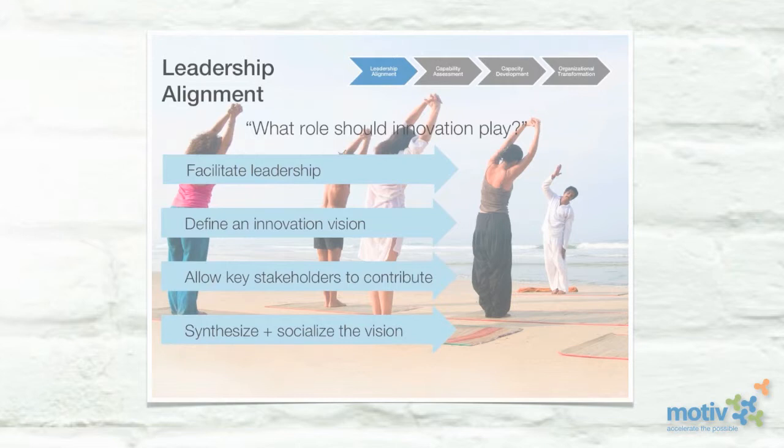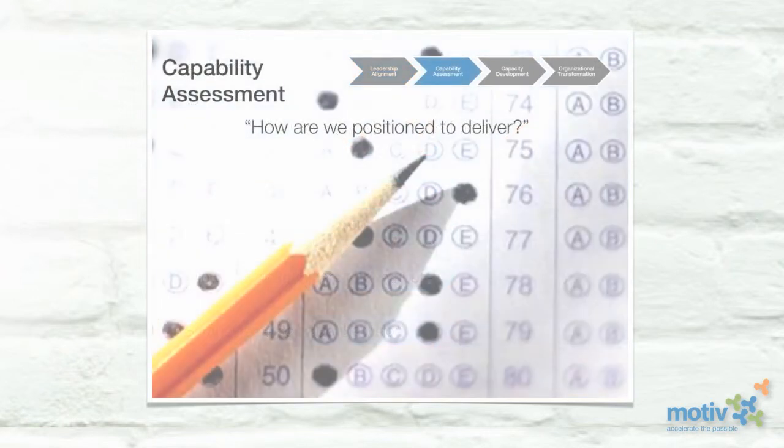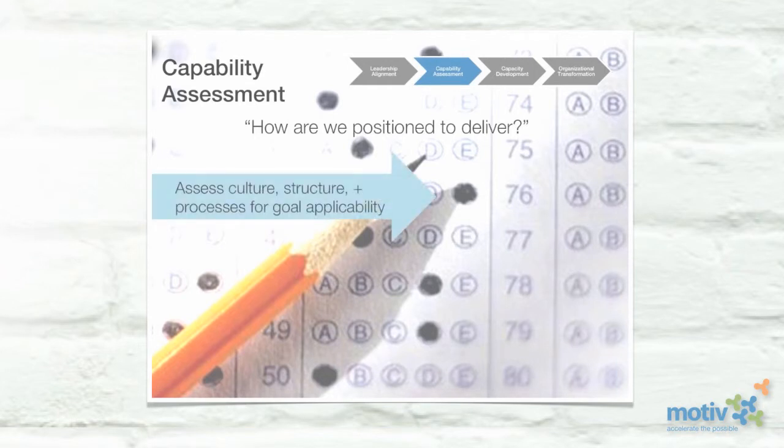The outcome you're trying to drive here is that you get alignment to a clear and supported innovation strategy. The next thing is to do a capability assessment, and you want to ask the question, how are we positioned to deliver? The point here is that you're not starting from scratch a lot of times. So you want to see what's there, and assess what the culture is, what structure we have, what processes we have for the goals, how they can be applied, and how they need to be modified.